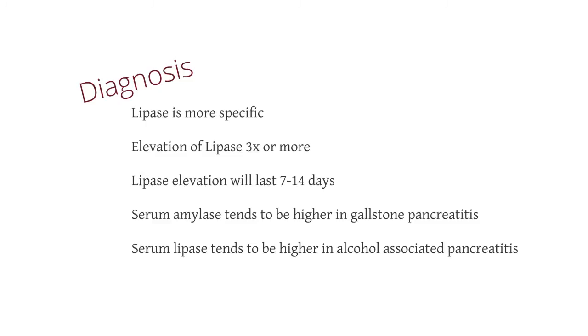Other tests that need to be ordered include a hepatic function panel, a CBC, and a chemistry. You want to make sure that there is no hepatic dysfunction, or that there is no gallstone blocking the common bile duct leading to pancreatitis. You'll note this by elevated liver enzymes on the hepatic function panel. An elevated white count may suggest the patient also has an infection as opposed to just acute inflammation.